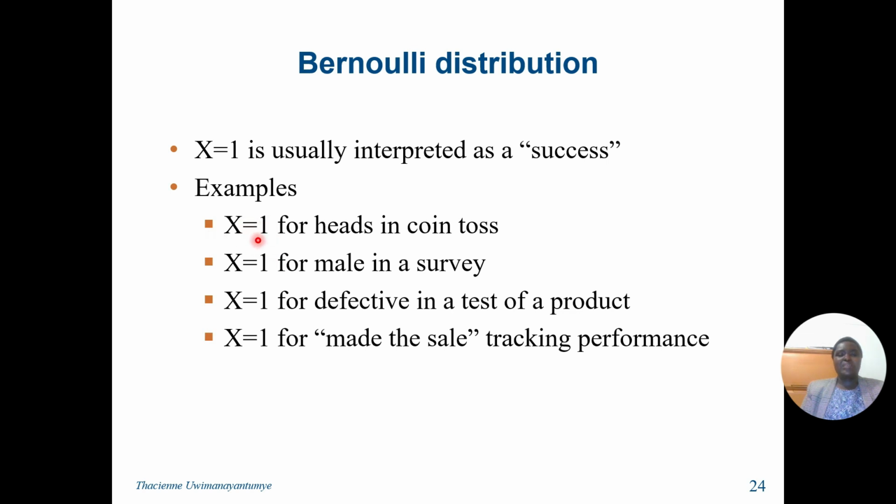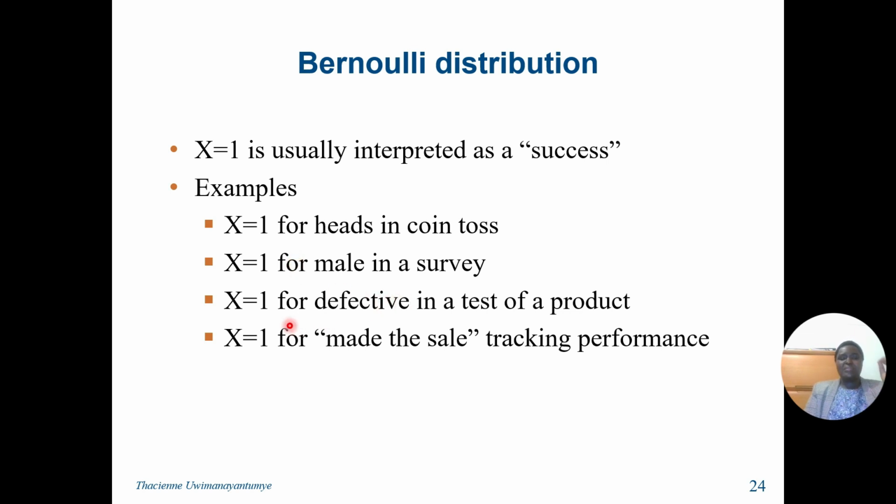Here are some examples. X equal 1 for heads in coin tossing. When we toss a coin, we have two possible outcomes, either a head or a tail. So if we consider a head as a success, then x equals 1 for heads, and x will be equal to 0 for tails. Another example is x equal to 1 for male in a survey. If we are labeling whether a person is a male or a female, we can choose to label a male as a success, 1, and 0 for females. So if we choose to label males as x equal to 1, then females will be labeled as x equal to 0.